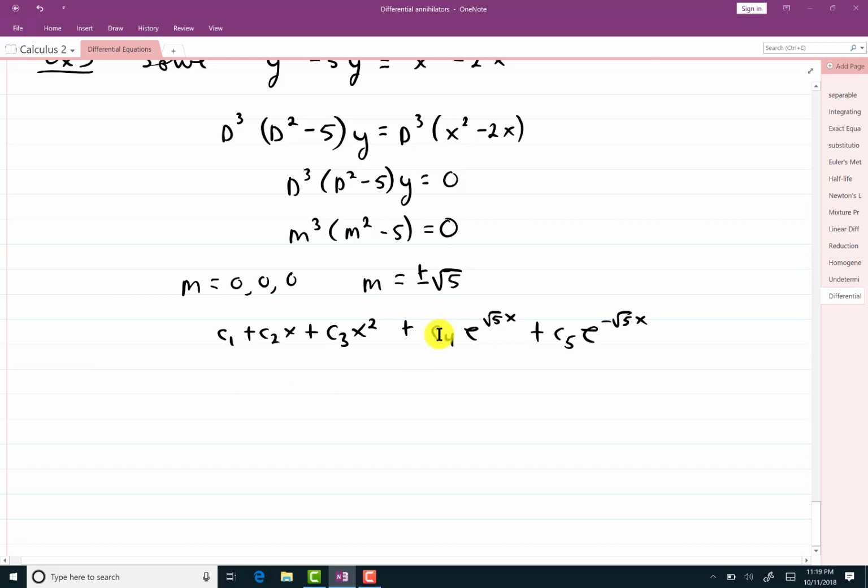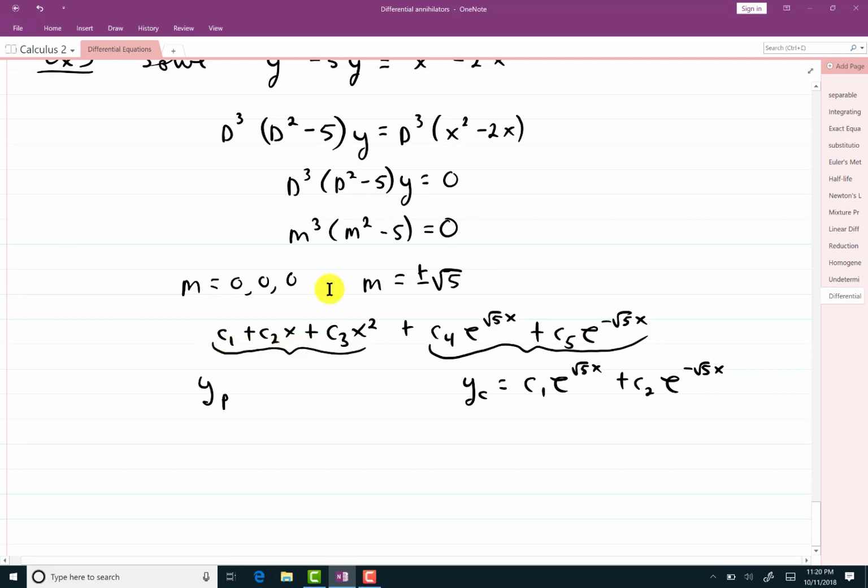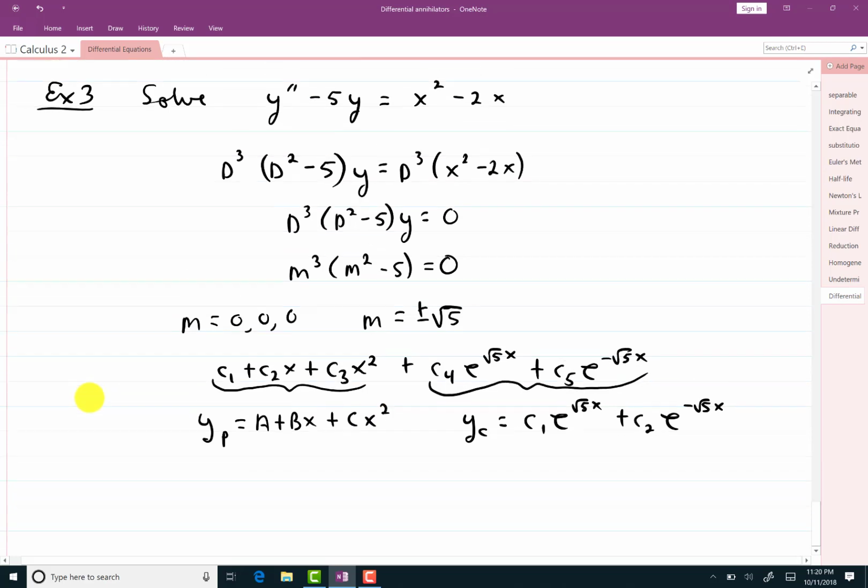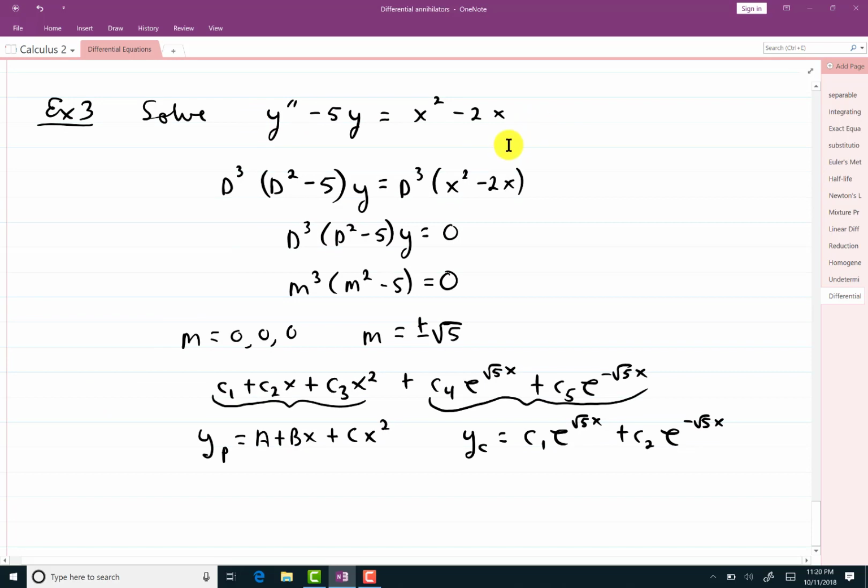Now, this here was part of the original homogeneous equation, so y sub c will be c1 e to the radical 5x plus c2 e to the negative radical 5x. And then over here, our yp, let me go ahead and put these together here. Our yp, we will use a plus bx plus cx squared. And we'll try to figure out a, b, and c. And of course, they go back into the original equation. So let's throw them in.